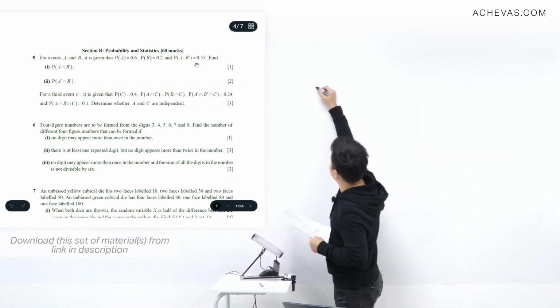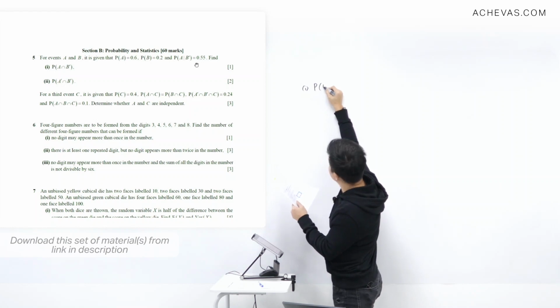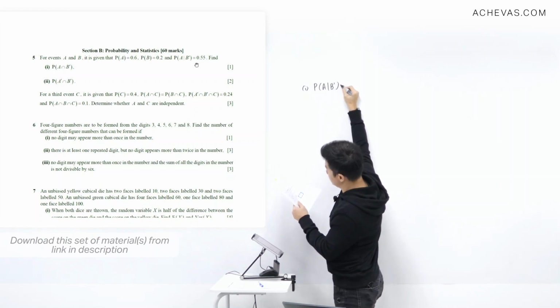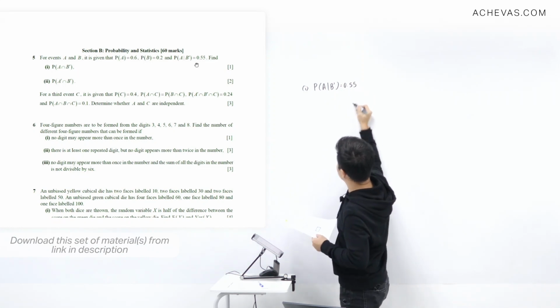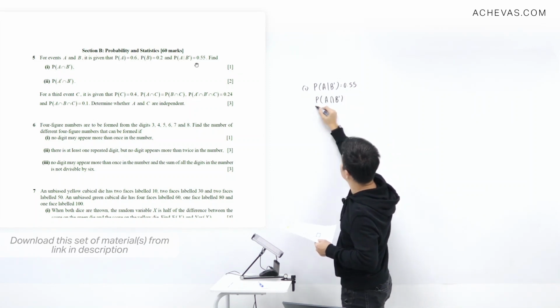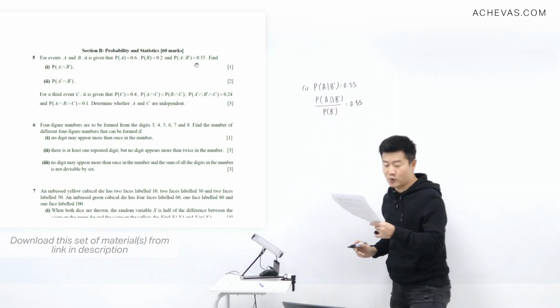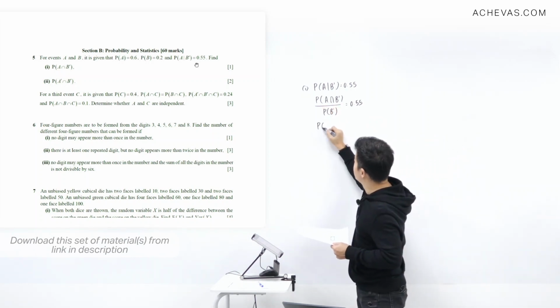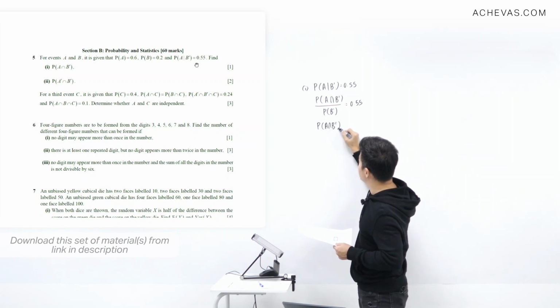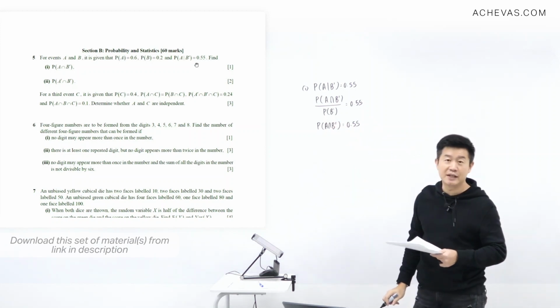So in question number 5, in part 1, we are going to make use of this probability of A given B prime, which is equal to 0.55. Probability of A given B prime is also defined as probability of A intersect B prime divided by the probability of B prime. And this is what the question wants us to find, the probability of A intersect B prime. So it is going to be equal to 0.55 multiplied by probability of B prime.